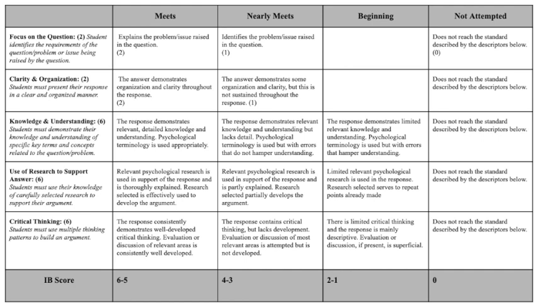So students must use their knowledge of carefully selected research to support their argument. You're also going to be asked to explain why you're using that evidence. So in order to meet this standard, relevant psychological research is used in support of the argument and thoroughly explained. Research selected is effectively used to develop an argument. So you're not just picking two studies that relate to your topic, you need to be picking studies that really help you build an argument and explain your stance on this issue.